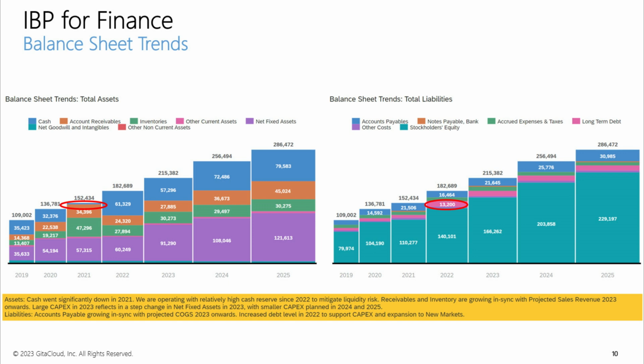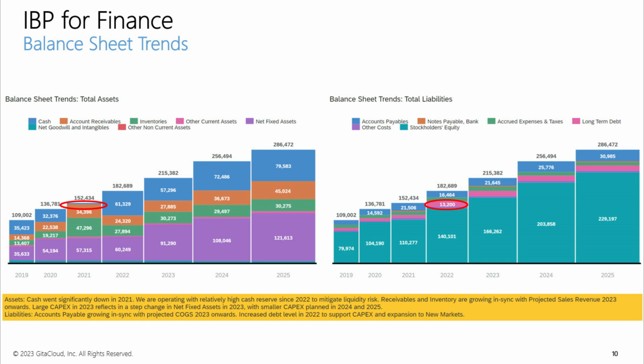Receivables and inventory are growing in sync with projected sales revenue 2023 onwards, they are under control. We plan to expand production capacity in 2023 to support higher sales volume. You can see a step change in net fixed assets in 2023 that reflects the capital expenditure to support this expansion. We also have smaller CapEx planned in 2024 and 2025.